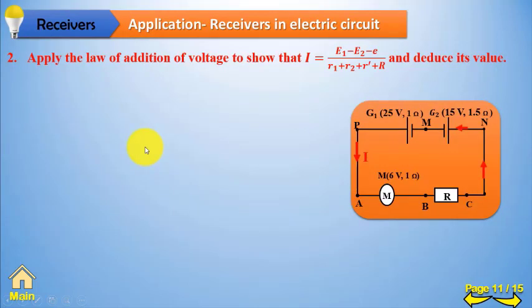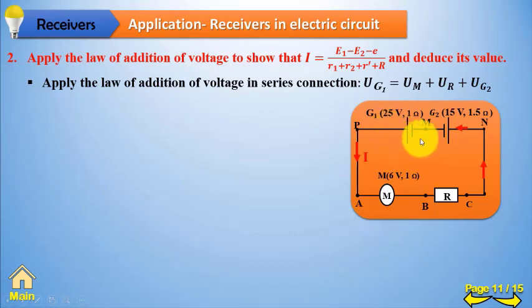Now apply the law of addition of voltage to show that the intensity of the current I is equal to E1 minus E2 minus E divided by R1 plus R2 plus R prime plus R, then deduce the value of I. Starting from the law of addition of voltage in series grouping, we can say that the voltage across the generator is equal to the voltage across the motor plus the voltage across the resistor plus the voltage across the second generator, which acts as a receiver. Now you need to apply Ohm's law on each of these.